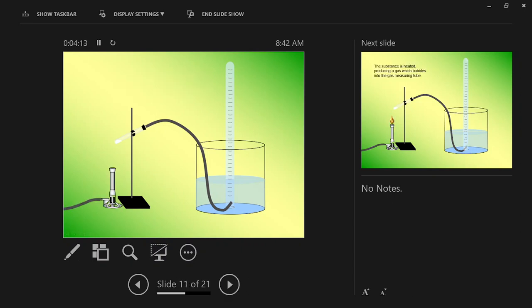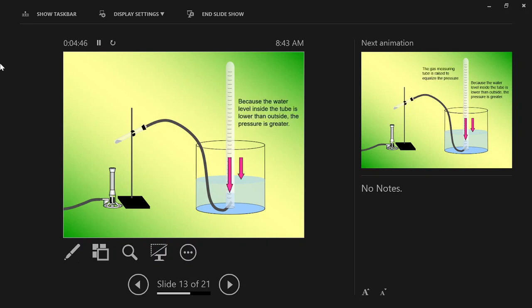Now we're going to heat it. Here comes our Bunsen burner. The substance is heated. Oh, look at those bubbles of gas. There we go. And what's happening at the top of the tube? We have gas collecting, okay? And it keeps going. There we go, more gas, more gas, more gas. And there we are.